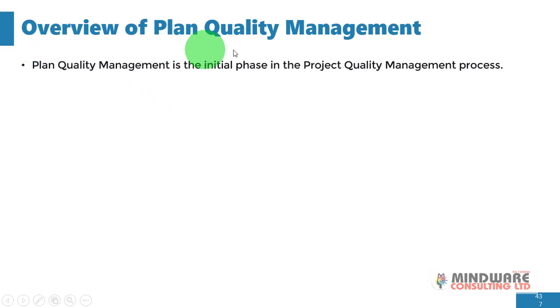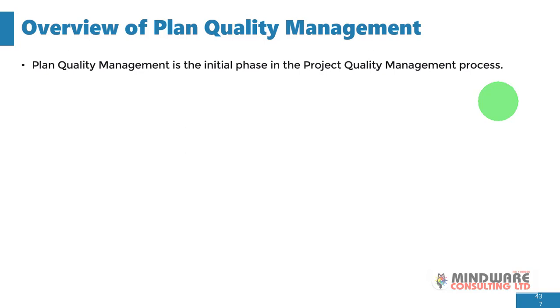Now, first off, we're going to be starting with an overview of plan quality management. What is plan quality management, you may be asking. It is the initial phase in the project quality management process. So when you're starting out managing the quality of your project, this is the first thing that you have to do: planning. They say proper planning prevents poor performance. He who fails to plan has already planned to fail. So if you're going to manage your quality, you're going to have to plan how you're going to go about managing that quality.